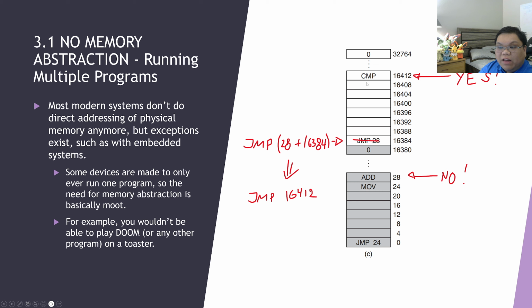Needless to say, most modern systems do not do direct addressing of physical memory, with a few exceptions such as with embedded systems. Devices that are designed to only ever run one program, like a thermostat or a camera. Those are the kinds of devices meant for only one program. These are not the kind of devices where you would want to run any program you want, because, well, it literally is not made for that.